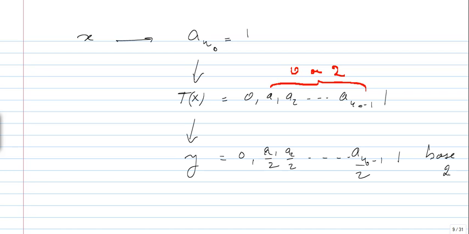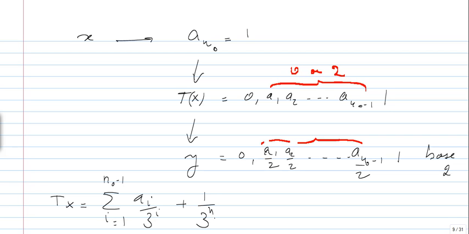Okay, so keep in mind, we said that all these numbers, the a_i's, are either 0 or 2, so I can divide them by 2, basically, right? So basically here, what do we have? Just to give you an analytical formula, t(x) is sigma of a_i over 3 to the power i, from 1 to n0 minus 1, plus 1 over 3 to the power n0.